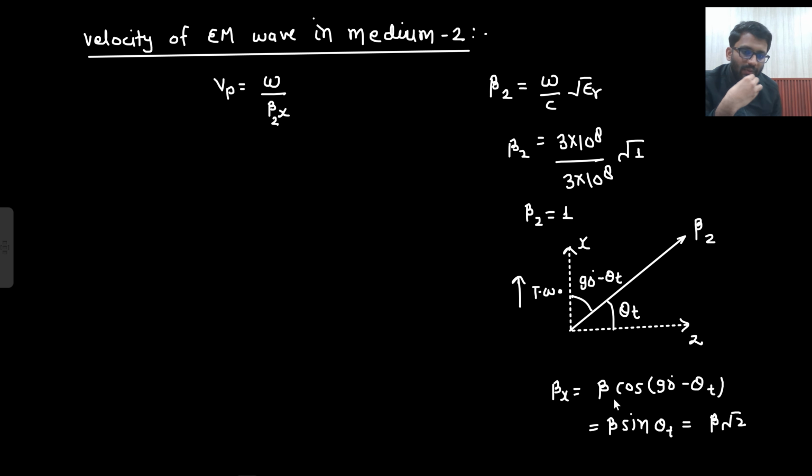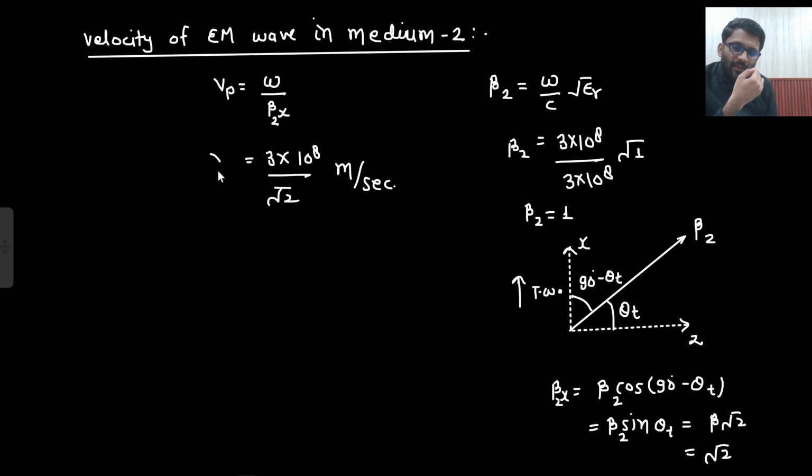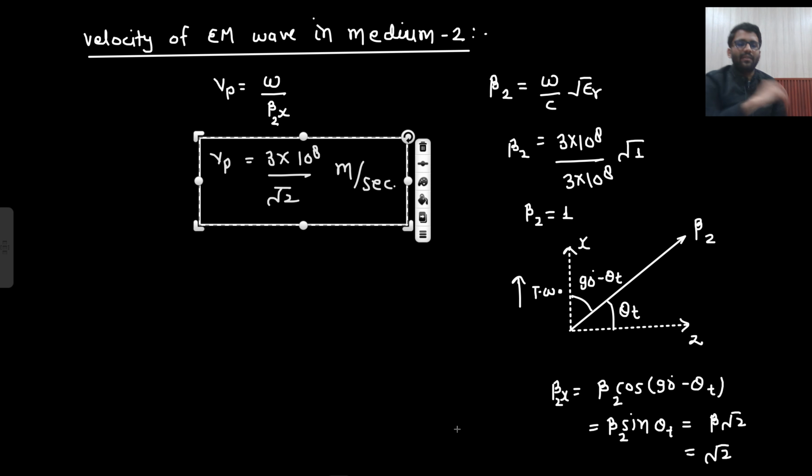That is your beta into root 2. This I am calling beta 2. So beta into root 2, that would be equal to root 2. So here what will be the answer? 3 into 10 to the power 8 divided by root 2 meters per second. Tell me, isn't it a brilliant concept? Say yes or no, right?